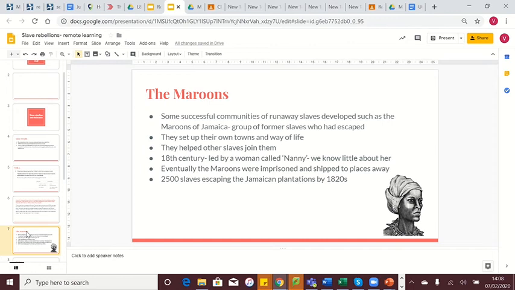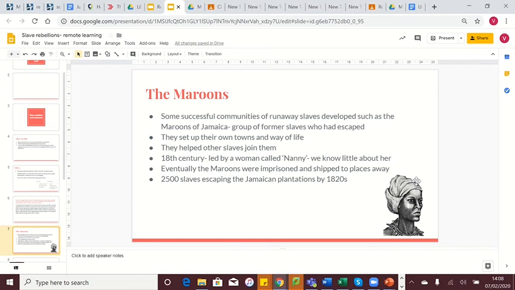And they had their own way of life, they set up their own towns, and they helped other slaves in escaping as well and helping to join their community. Really the most famous Maroon is this lady here. This is a drawing of her, a woman that we would call, she's known as Nanny. I think that's to symbolize the fact that she's kind of considered as a warm, helpful person. And so she was really the person who helped so many slaves escape from Jamaica and join their community.